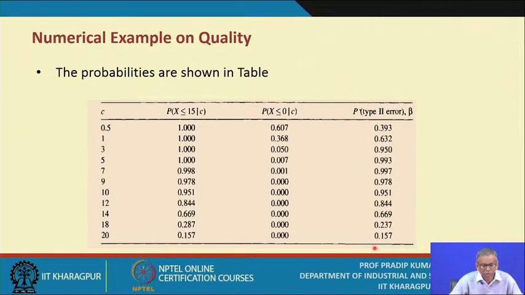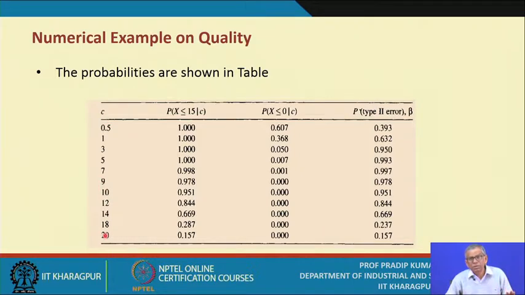So, after making these corrections, for a given value of C, say 0.5, 1, 3 and so on, we calculate the corresponding values of this probability as well as the probability of this one. Is it okay? We refer to the Poisson distribution table, more specifically the cumulative Poisson distribution table. You compute this probability, this probability also, and you subtract this from this. So, you get 0.393. The same procedure you follow for all the possible values of C.